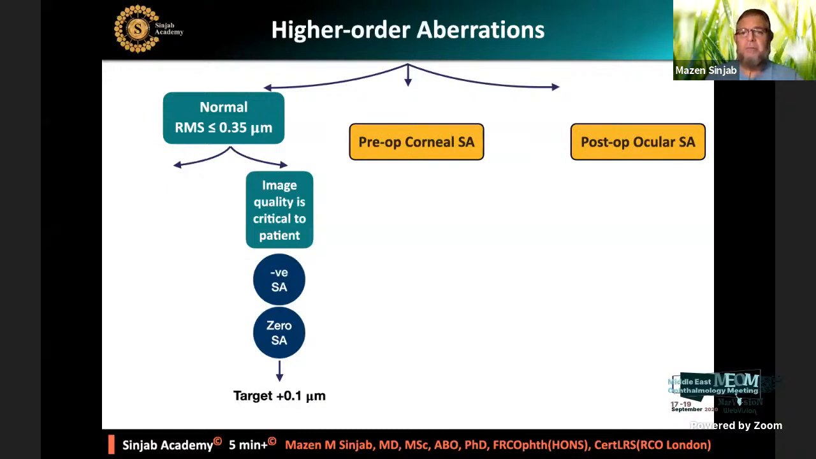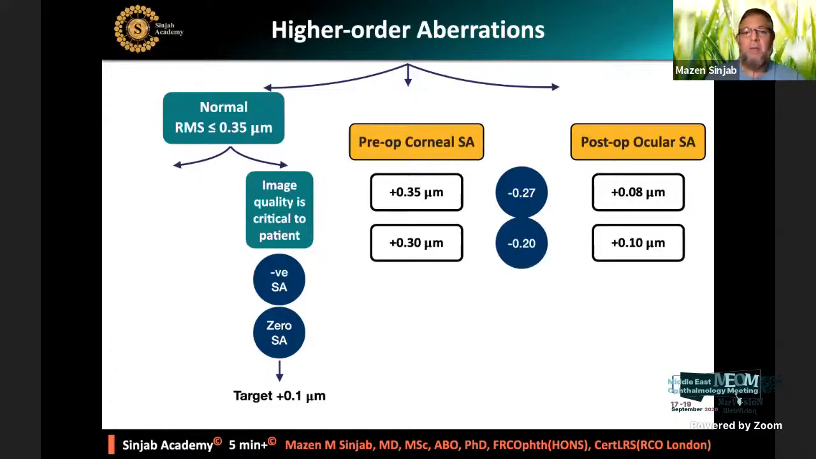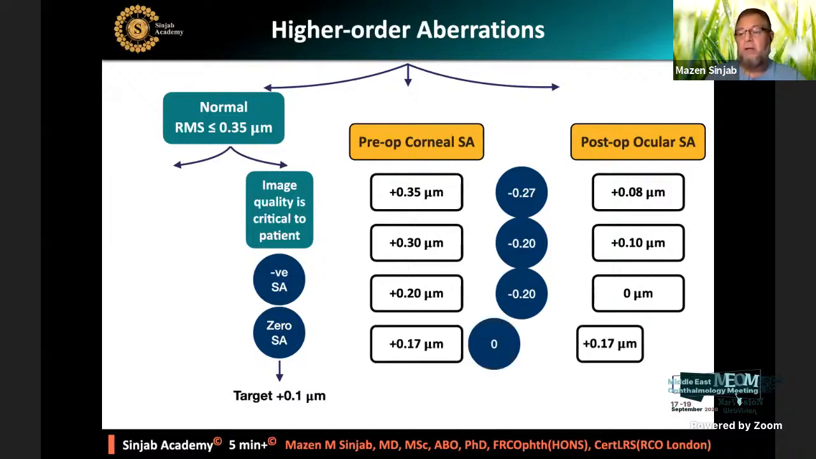We will give some examples. If the pre-op corneal spherical aberration was plus 0.35, we can implant the minus 0.27 micron aspherical IOL in order to get a post-op ocular spherical aberration as close as possible to plus 0.1 microns. Another example, pre-op plus 0.30, implanting a minus 0.20 IOL, then we will get the target. If it was plus 0.20, then we can implant minus 0.20 in order to get zero micron of spherical aberration.